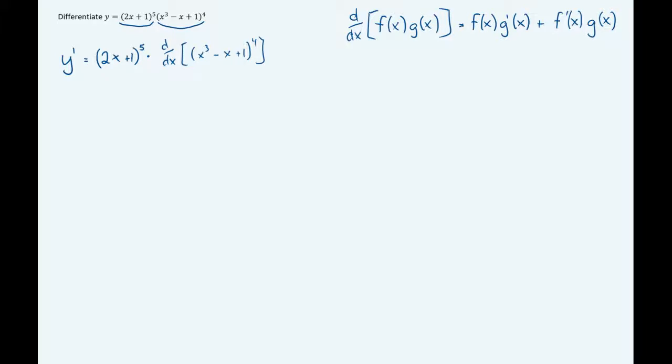What do I mean by the layers we have? In order to find this derivative, I have a function inside a function, the function of x cubed minus x plus 1, all inside the function of u to the 4th, some power function. And that is going to require the chain rule. So that's why I'm writing this out longhand with derivative notation. And the next one is plus the derivative of the first function, (2x plus 1) to the 5th power, times the second function just as it is.